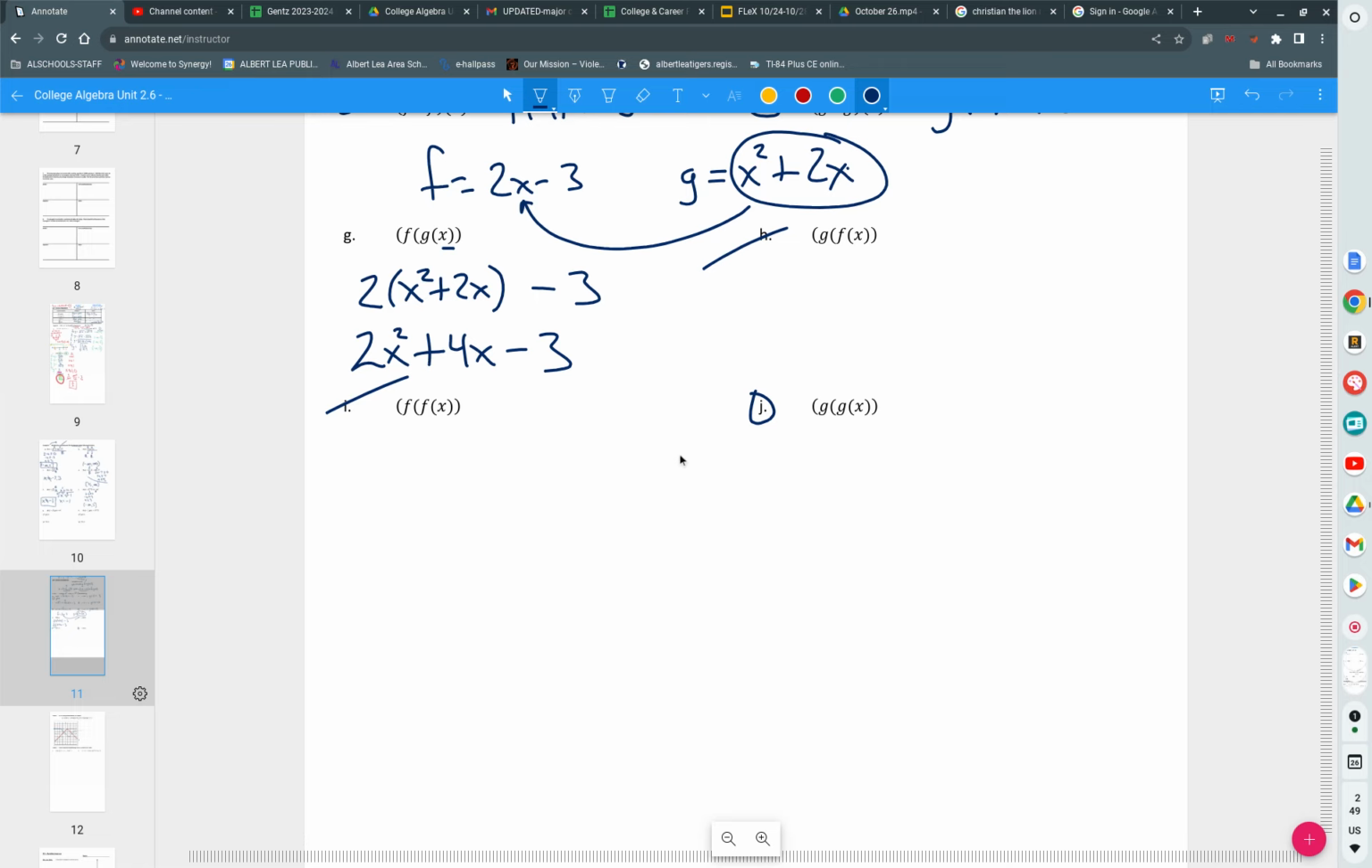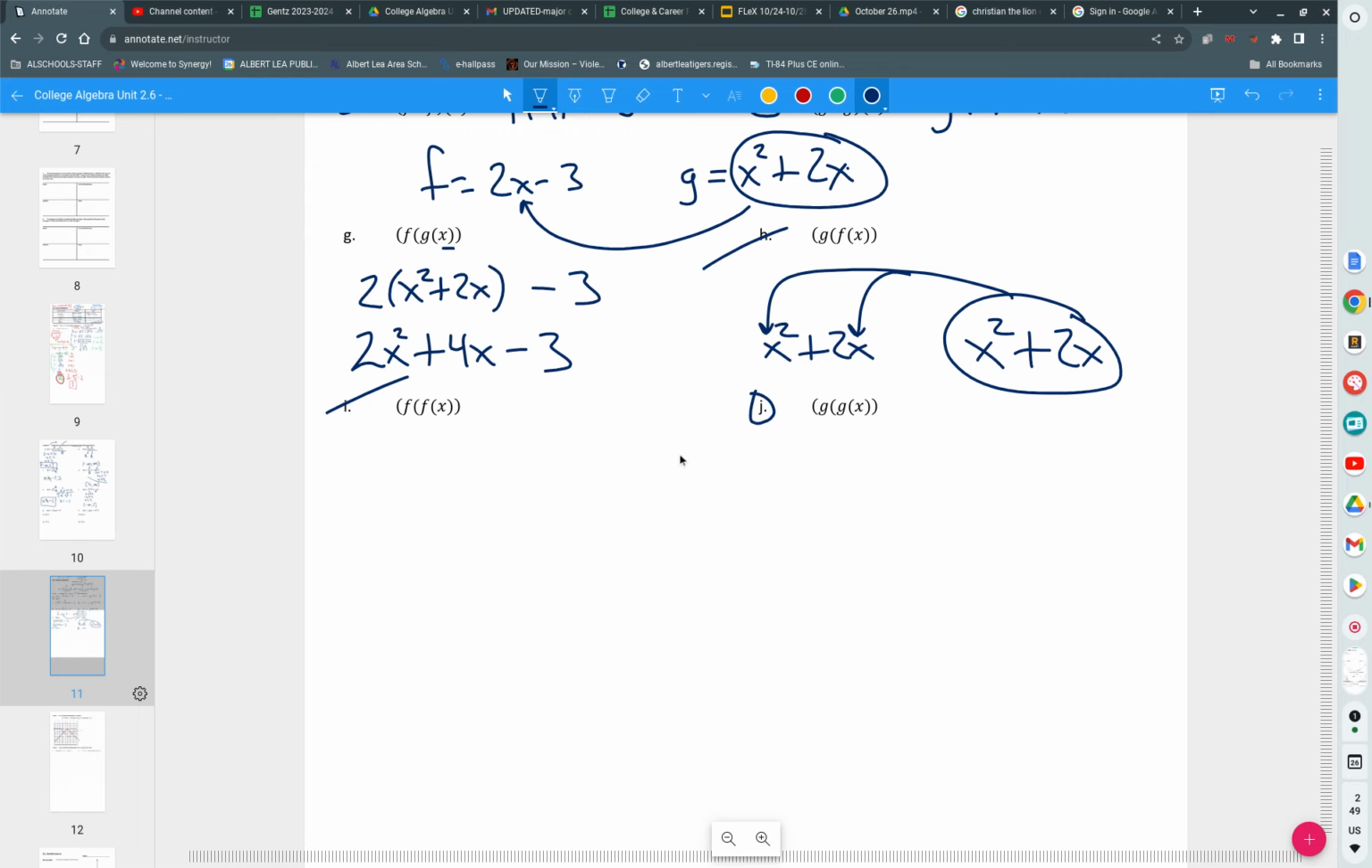We're going to do letter J. Notice I have g of g of x. So I have x squared plus 2x, and I have x squared plus 2x. Those are the two functions I'm working with. They happen to be the same. This is g of g, so I grab this, and do you think I place it in for the first x, or for the second x, or for both? Definitely put them in for both.